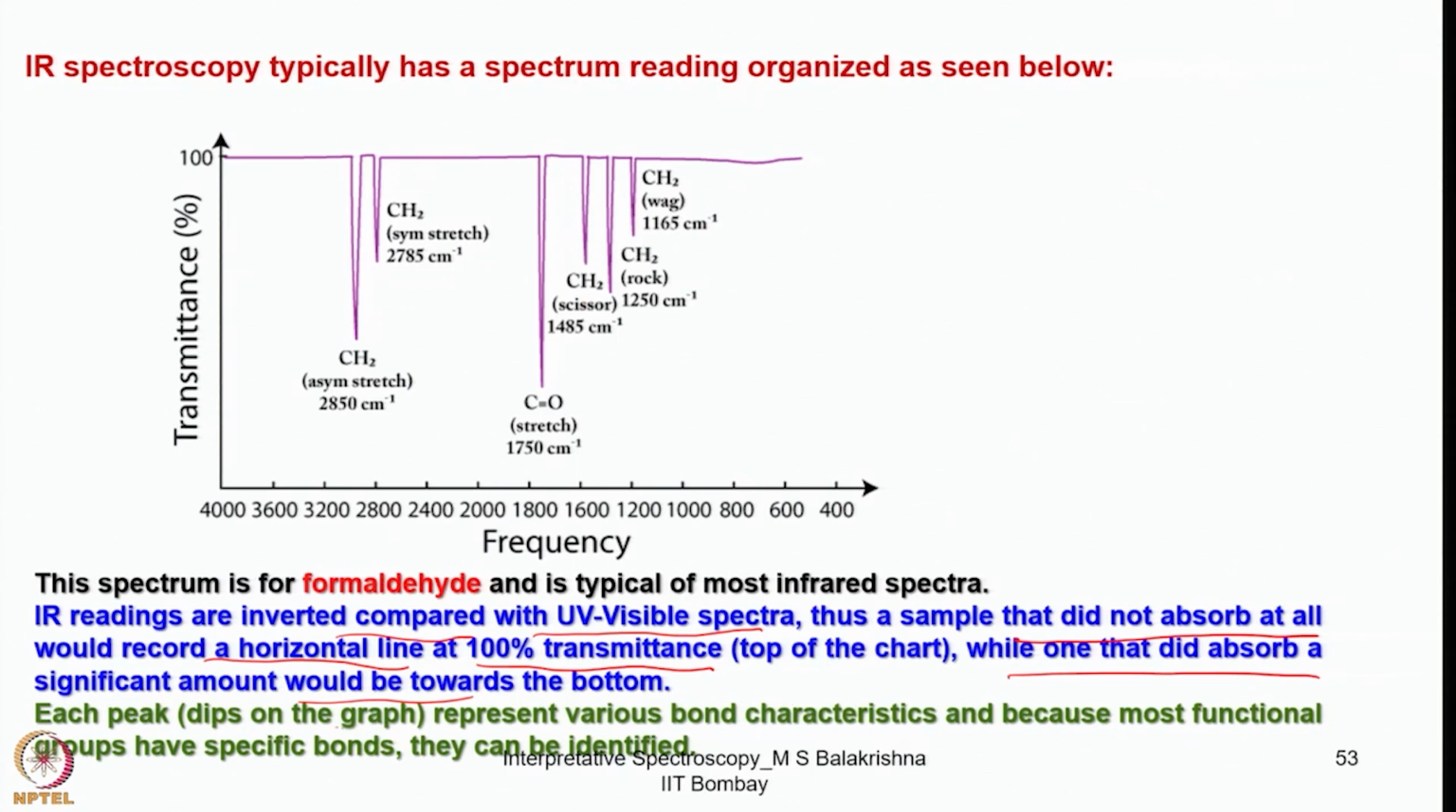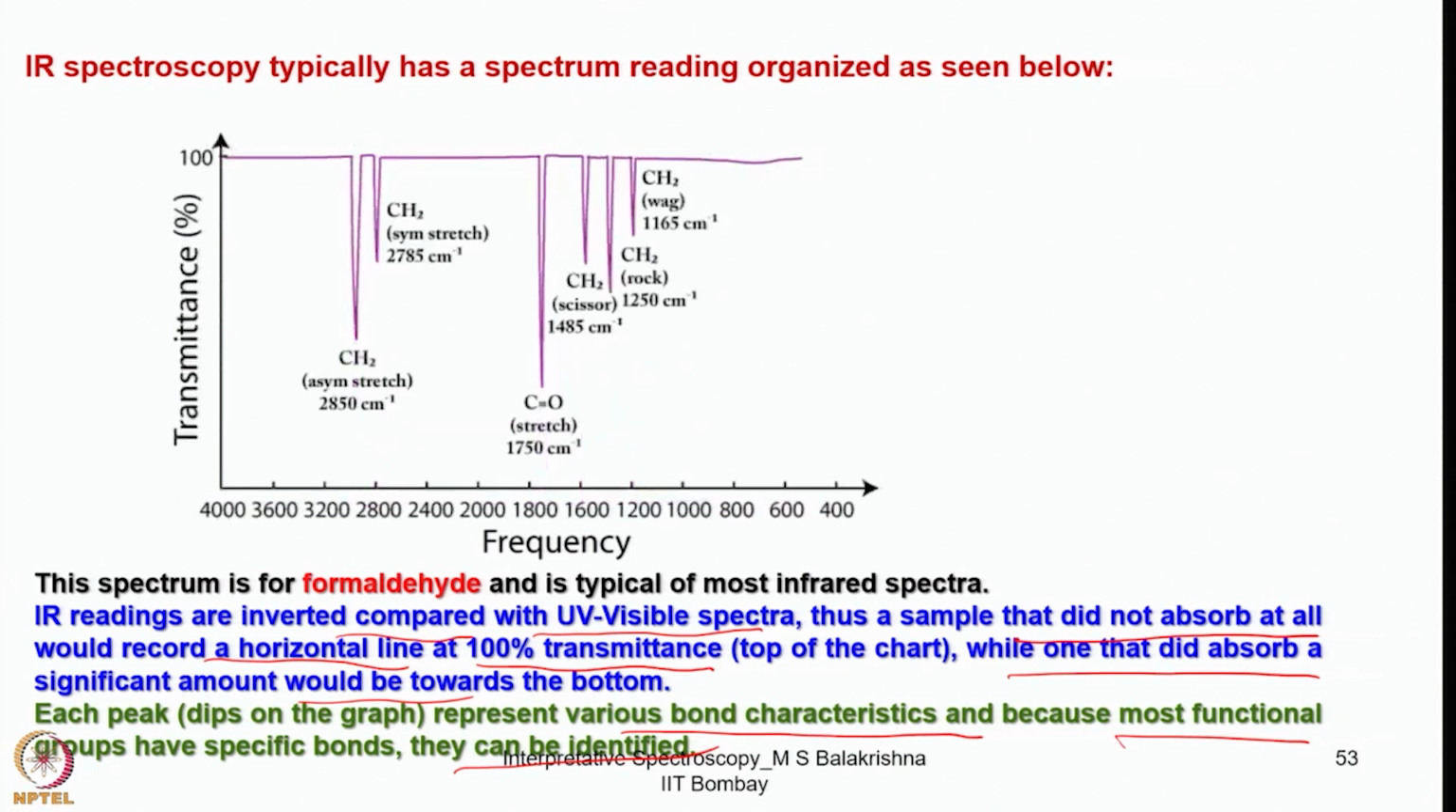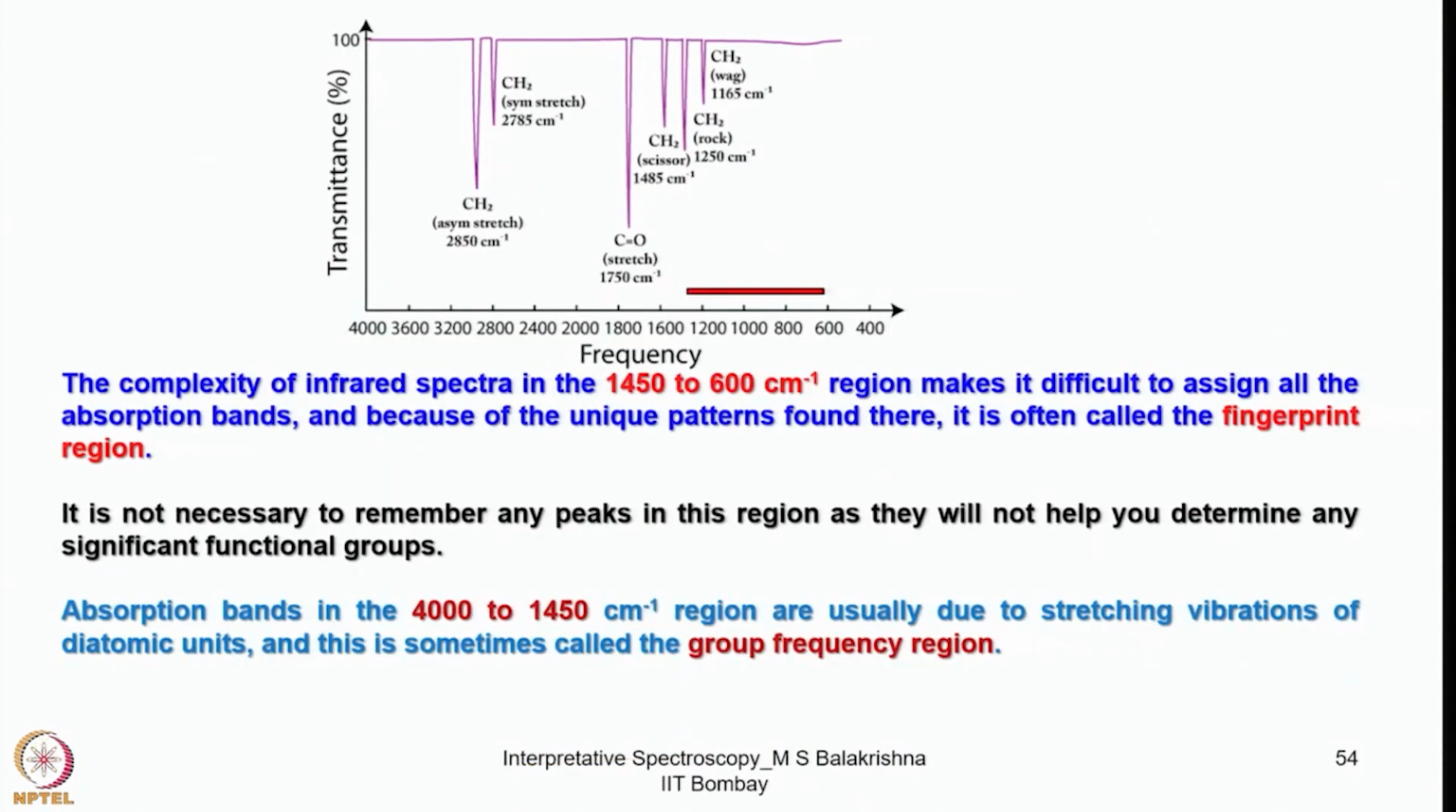Each peak dip on the graph represents various bond characteristics, and because most functional groups have specific bonds, they can be identified. Due to this reason, a typical IR spectrum is plotted like transmittance versus frequency. Or, one can plot it like this, then this will be absorbance. So this would look rather odd. That's the reason the convenient way is to plot the other way I showed. So something like this, the absorption spectrum here.